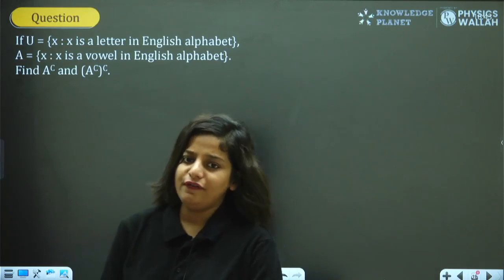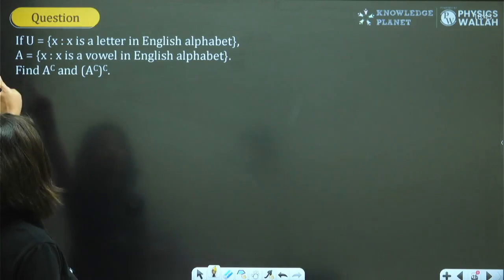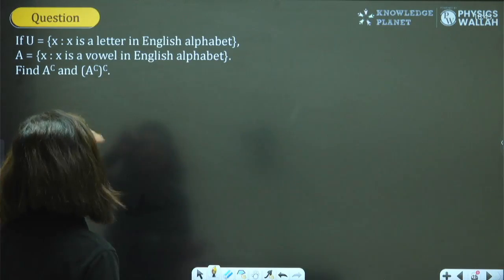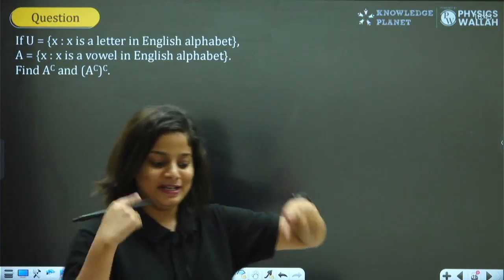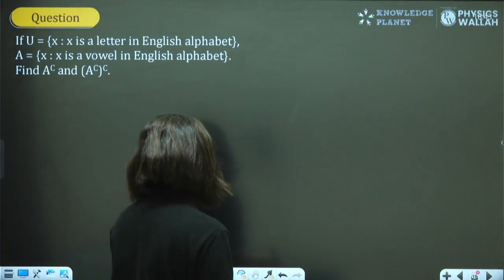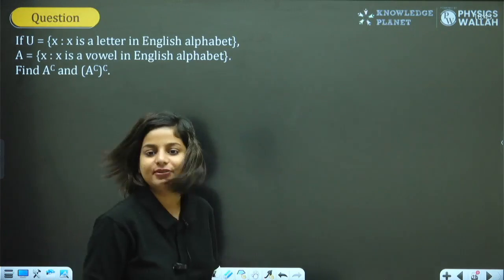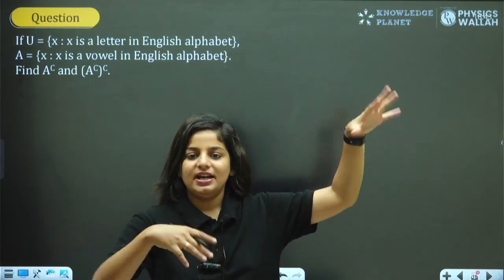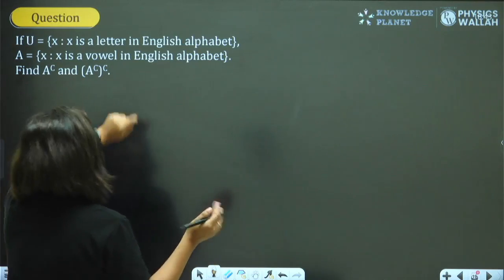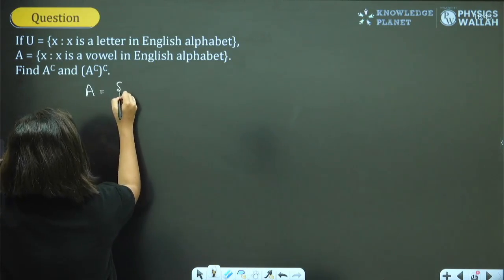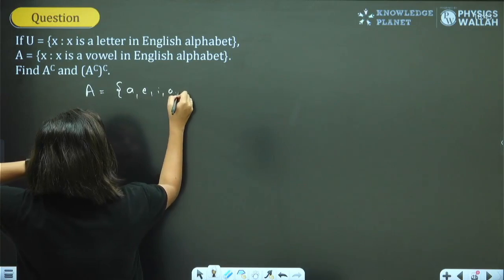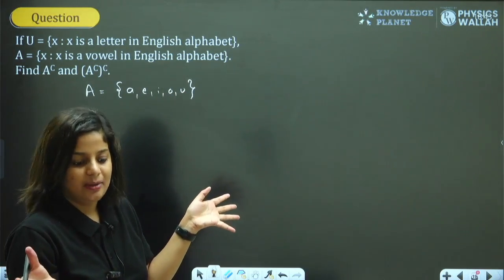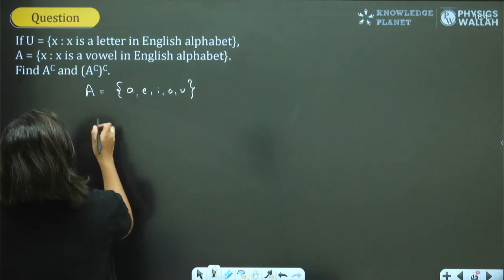X is letter of English alphabet for set U, and A means X is vowel in English alphabet. What will be A complement and what will be A complement's complement? Easy peasy lemon squeezy. X is letter of English alphabet A, B, C, D, E, F, G, H till Z. A is vowels: A, E, I, O, U. In my generation, this was the vowel. Has it changed in the Gen Z generation? I don't know.